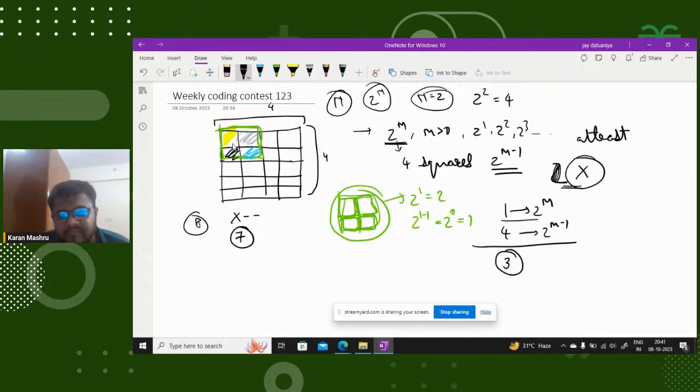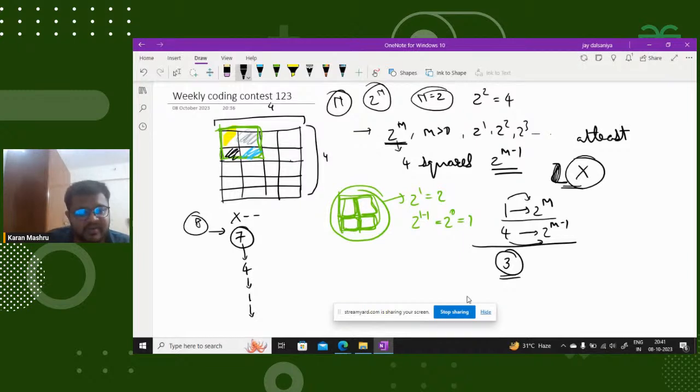Because whatever the m value will be, I'll replace one square of length 2 to the power m with 4 squares of length 2 to the power m minus 1. So my number of squares will increase by 3 irrespective of the length, right? Initially I have one square and at every step 3 squares will increase.